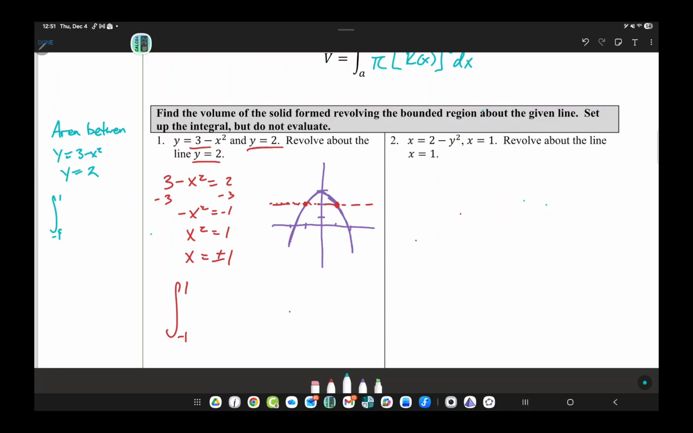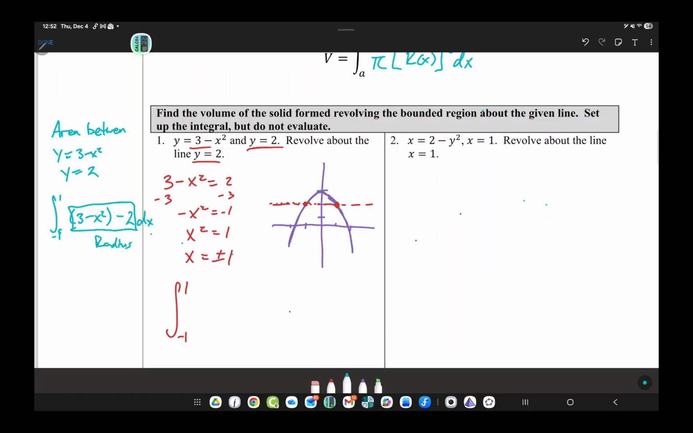All right. So you find the area by taking the function furthest from the x-axis, right? So which one's further from the x-axis? Yeah, the 3 minus x squared. Okay. And you would subtract the function that's closest to the x-axis, which in this case is the 2. All right, dx. This right here is your radius.